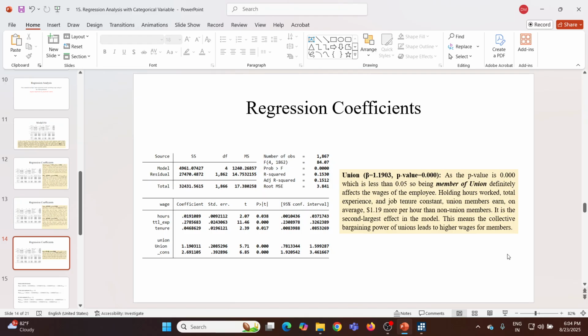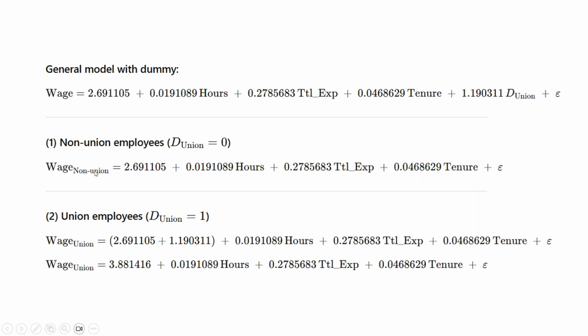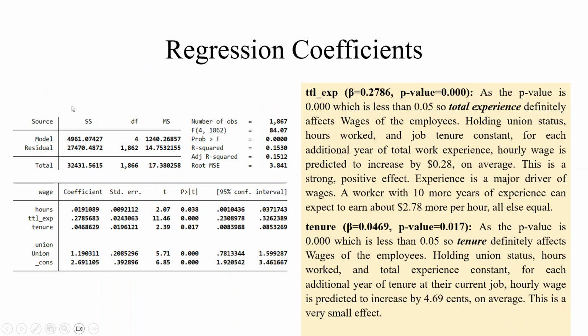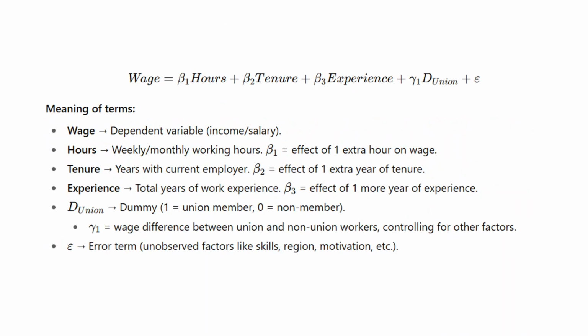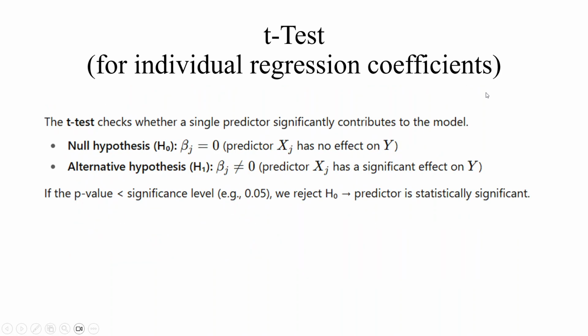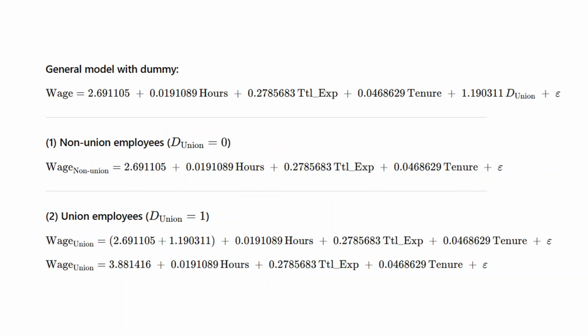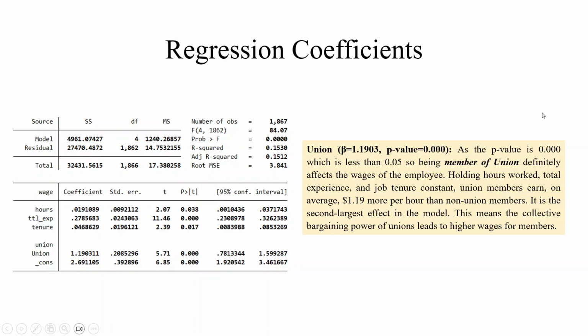Now, what is the equation which is formed? Let's see. First of all, see the general equation which we had made. Yeah, this one. Wage is equal to beta 1 hours plus beta 2 tenure plus beta 3 experience plus gamma 1 D union plus epsilon. So the equation which we got is this one. Wage is equal to 2.69 plus 0.019 hours plus 0.278 total experience plus 0.046 tenure plus 1.19 D union plus epsilon. This equation we created from here.